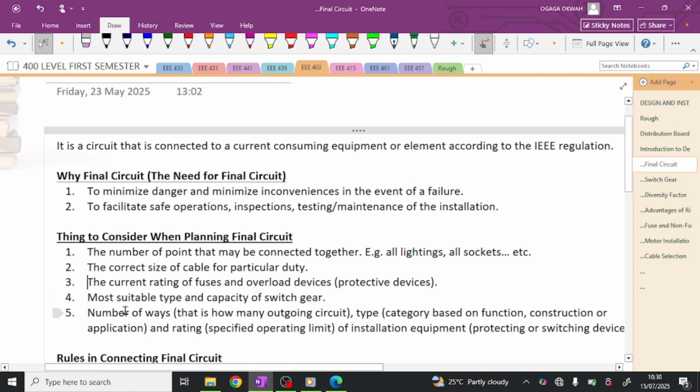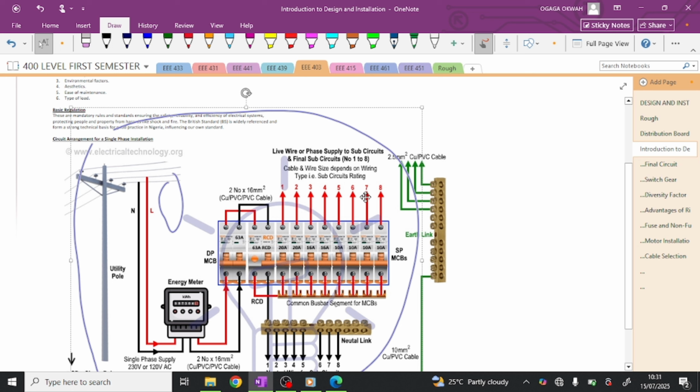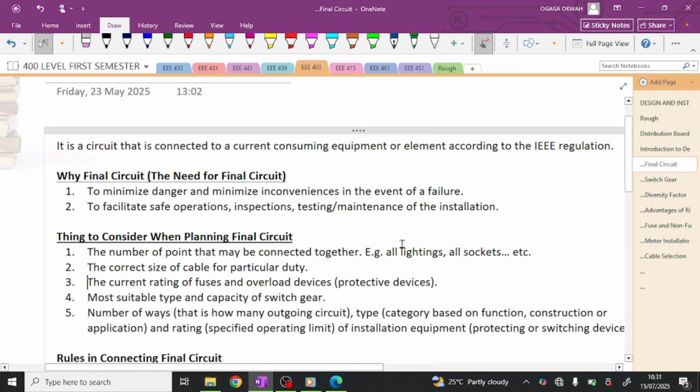Then another thing to consider is the number of ways. That is how many outgoing circuits. In this case, we have how many? 8. So one outgoing circuit is known as one way. So this one has 8 ways, 8 outgoing circuits. So the fifth thing to consider is the number of ways. That's how many outgoing circuits.